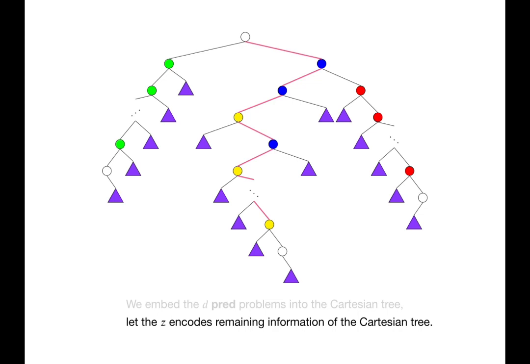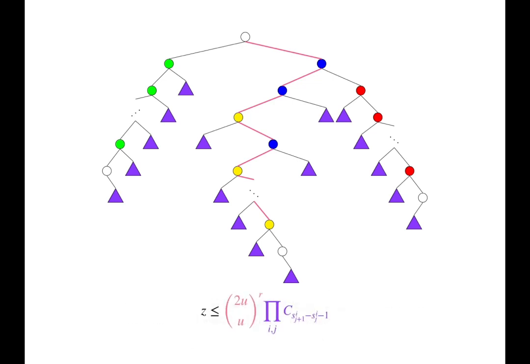Recall that the database for RMQ is one single binary tree, so we merge the D over 2 small trees into one. Note that the lowest common ancestor oracle still solves the predecessor search, since the merge doesn't change the in-order traversal. Then, we let Z encode the remaining information of the tree. That is the way we merge the D over 2 small trees, together with the structures of the subtrees.